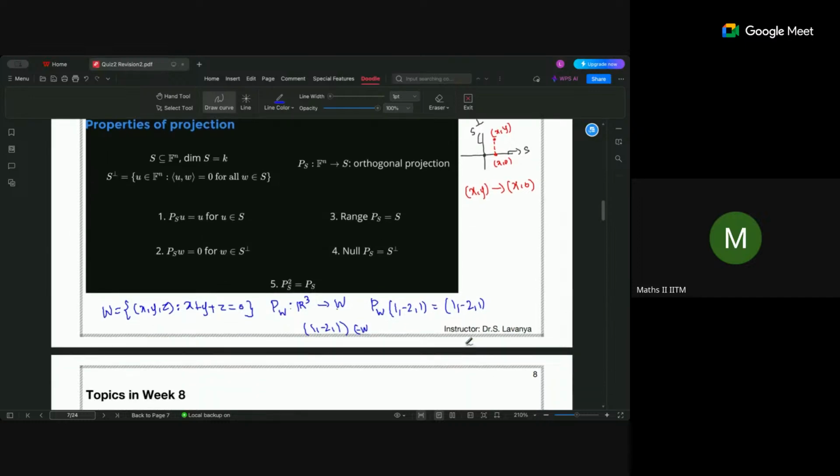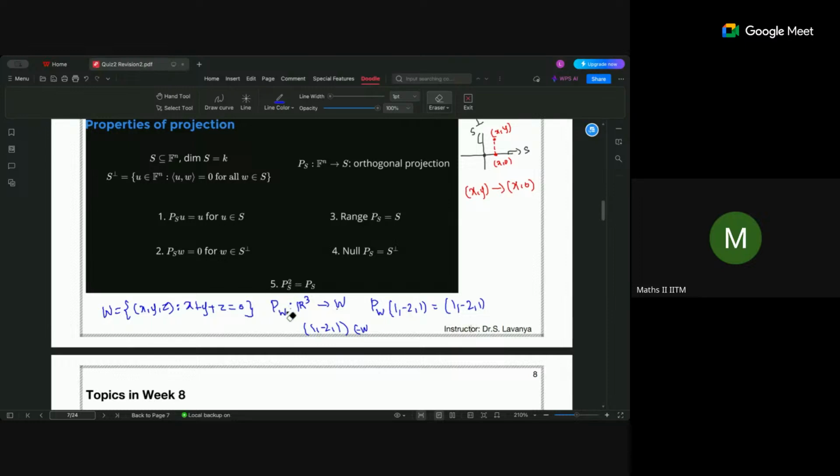Same way, we need to verify that (1, -2, 1) is in that plane; it should satisfy the plane equation. Then only we can say this. Okay, yes. Fine.